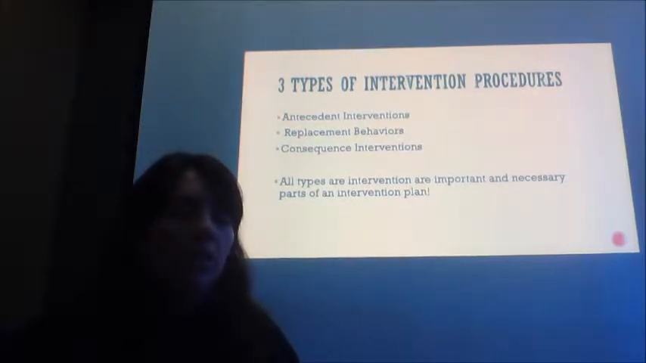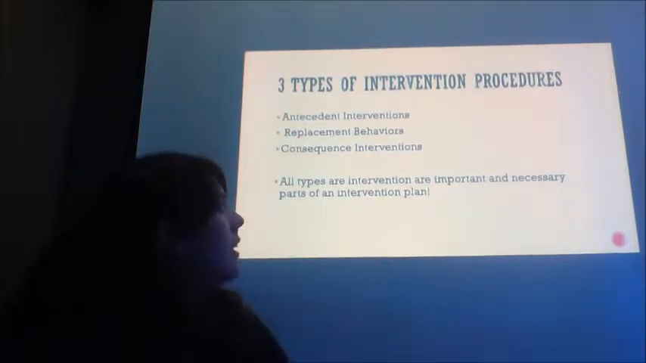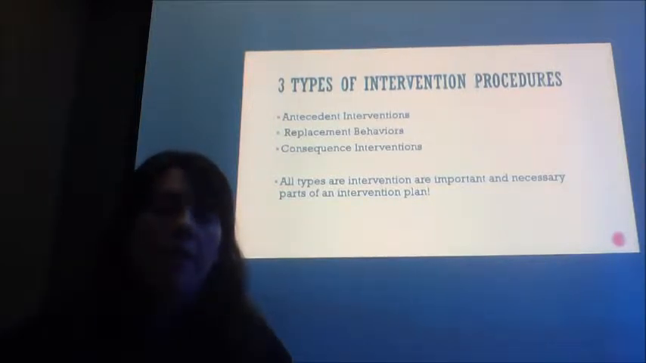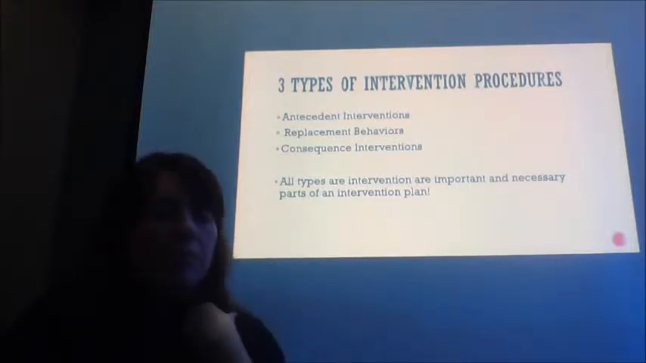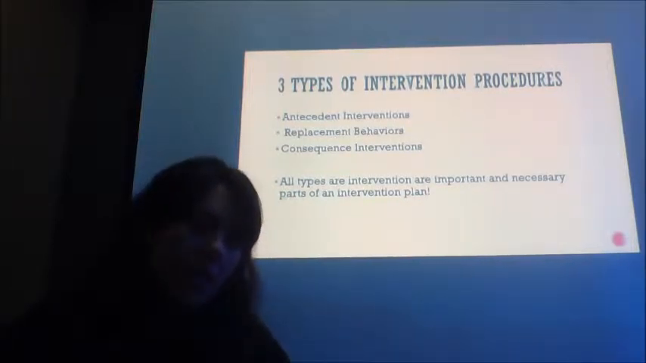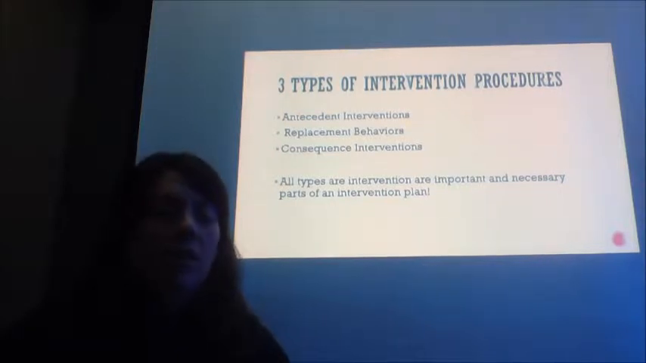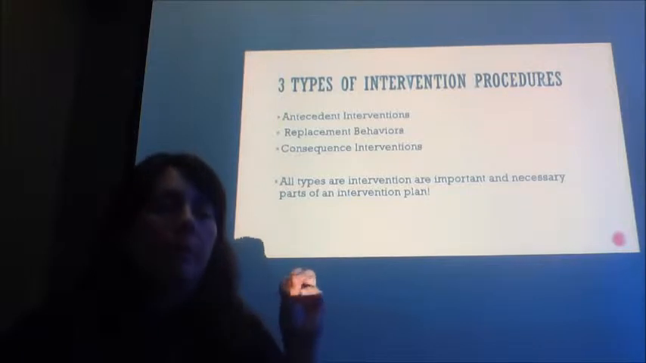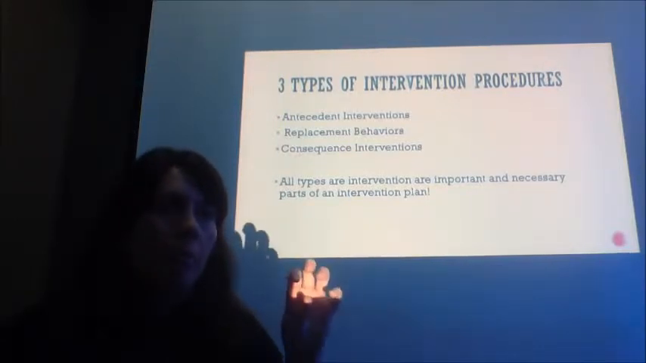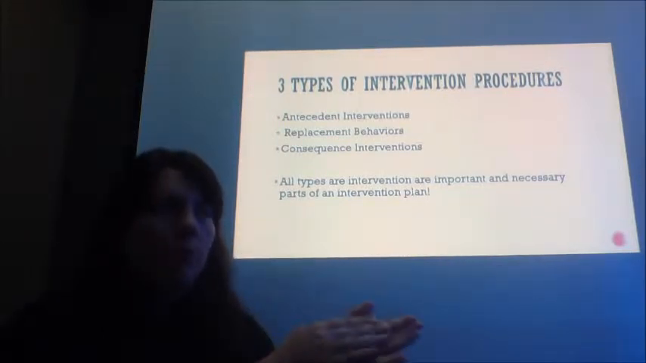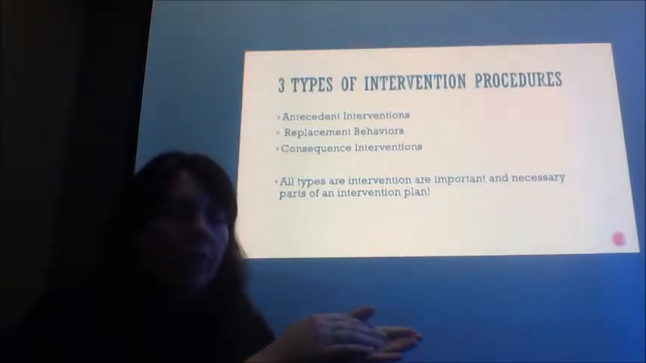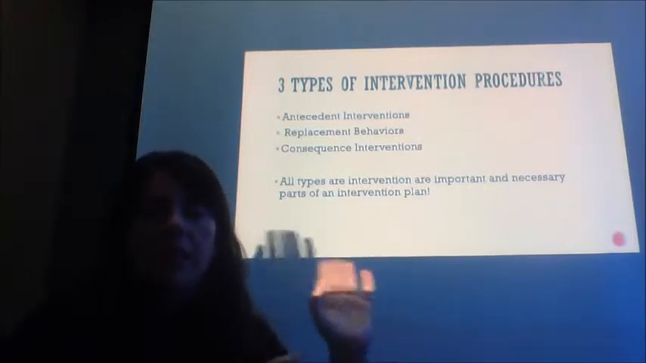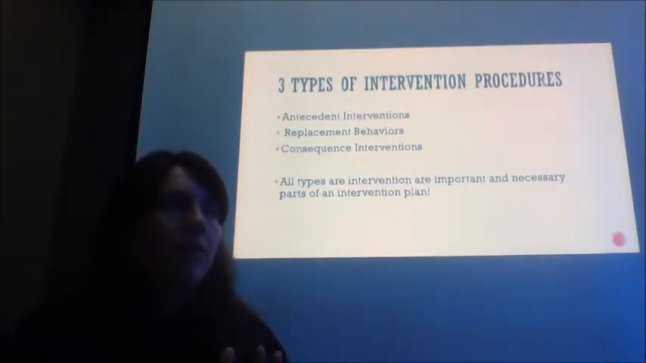Okay, so typically there's three types of intervention procedures: antecedent interventions, or things you do before the behavior ever happens to make it less likely, teaching replacement behaviors, and consequence interventions. Consequences are usually extinction, because we see the problem behavior once it's happening, and all we can really do is extinguish it. We can't reinforce it for the future. We can try to redirect it and de-escalate it, but as far as that behavior is concerned, we want to extinguish it.